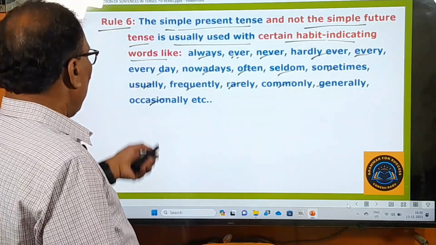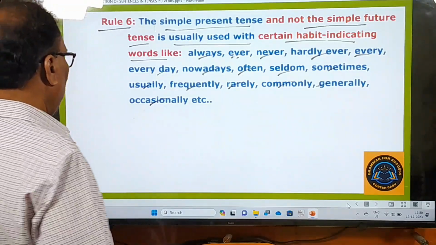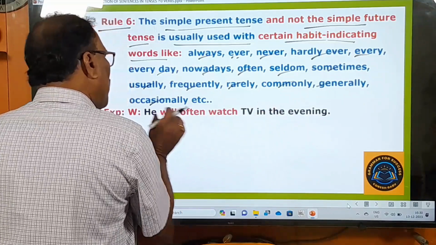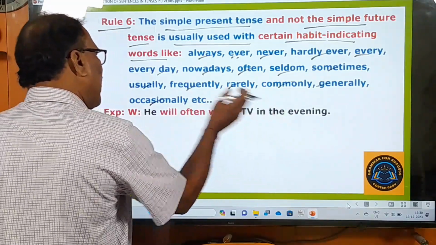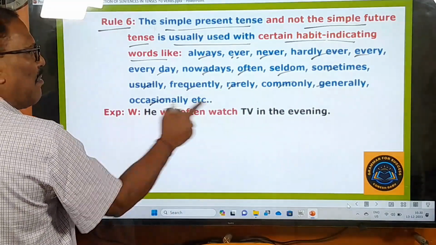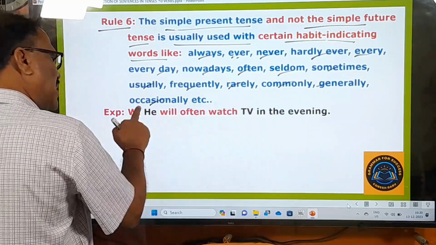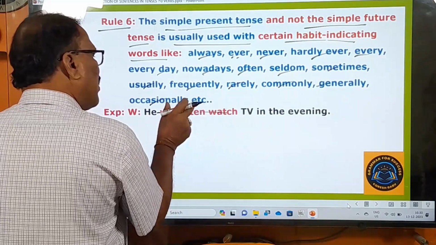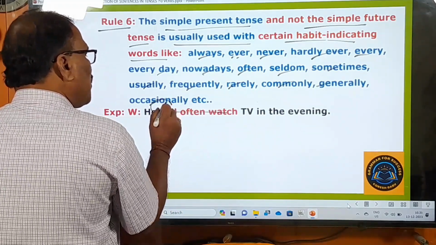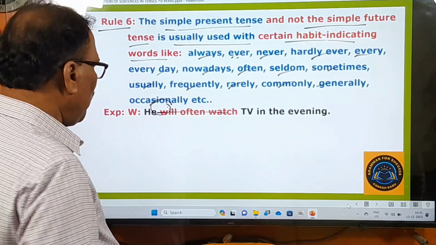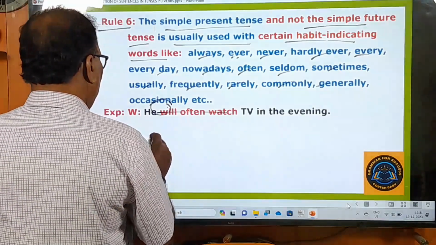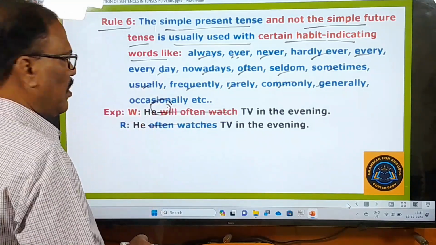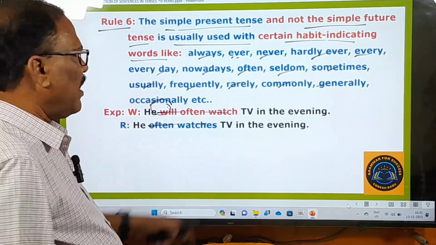Let us see the sentences. Examples. He will often watch TV in the evening. So, watching TV in the evening is his habit. To indicate this habit, here the simple future tense is used. So it is wrong to use that. What should we use then? We have to say, he often watches. Simple present only we have to use. He often watches TV in the evening.